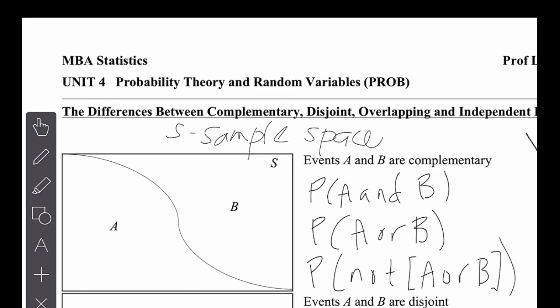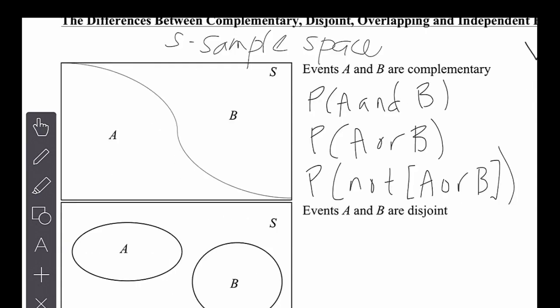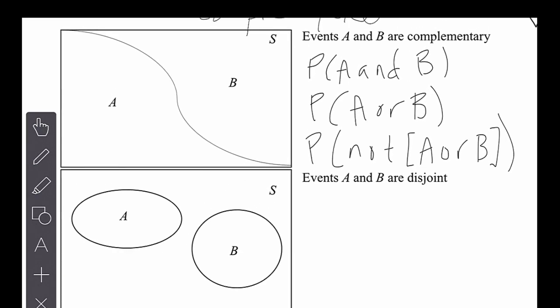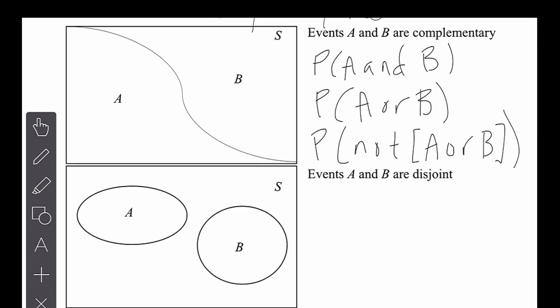The lower two look familiar, similar. They have A and B overlapping. And then you have this outside space here. And then I have it repeated here for some reason.